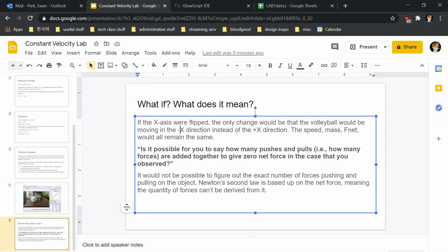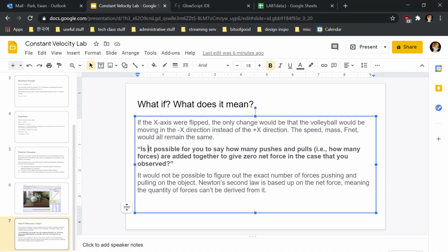So for the question, what if you were to flip the axes, what would change? The only thing that would change if we were to flip the x-axis would be that the velocity would be in the negative x direction instead of the positive x. The speed, or the magnitude of velocity, the mass, the net force, all of those remain the same. It's just that the direction of velocity would be in the opposite direction.